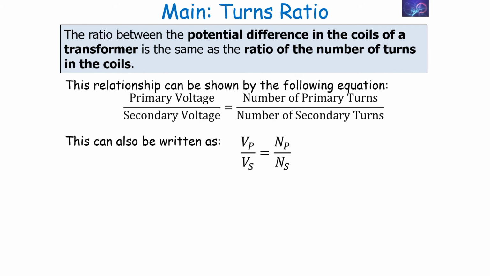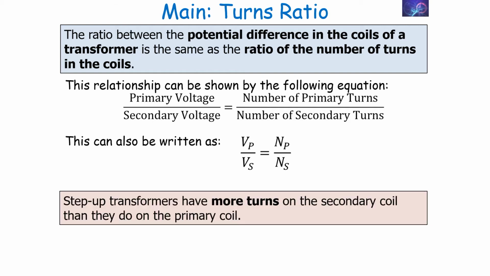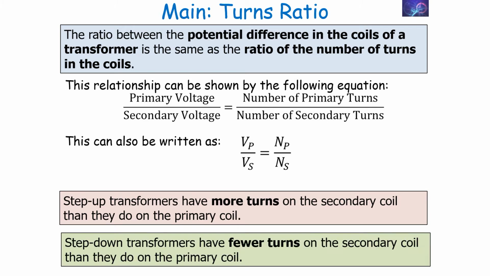Now it's important to note that this relationship can be linked as a formal equation, and that is that the ratio between the potential differences in the coils is the same as the ratio of the number of turns in the coils. So we can say primary voltage over secondary voltage is equal to the number of turns on the primary divided by the number of turns on the secondary, which links into what we said before, that step-up transformers have more turns on the secondary than they do on the primary, while step-down transformers have fewer turns on the secondary than they do on the primary coil.